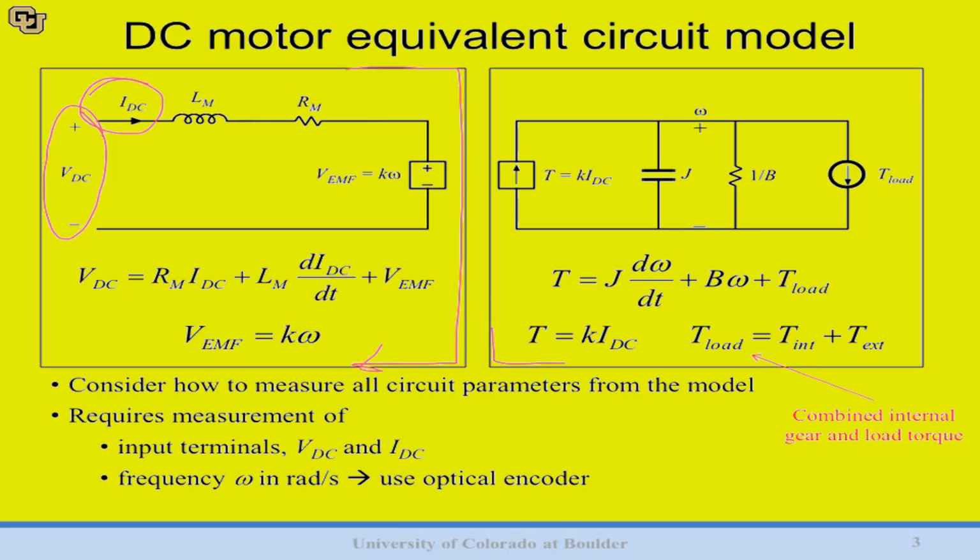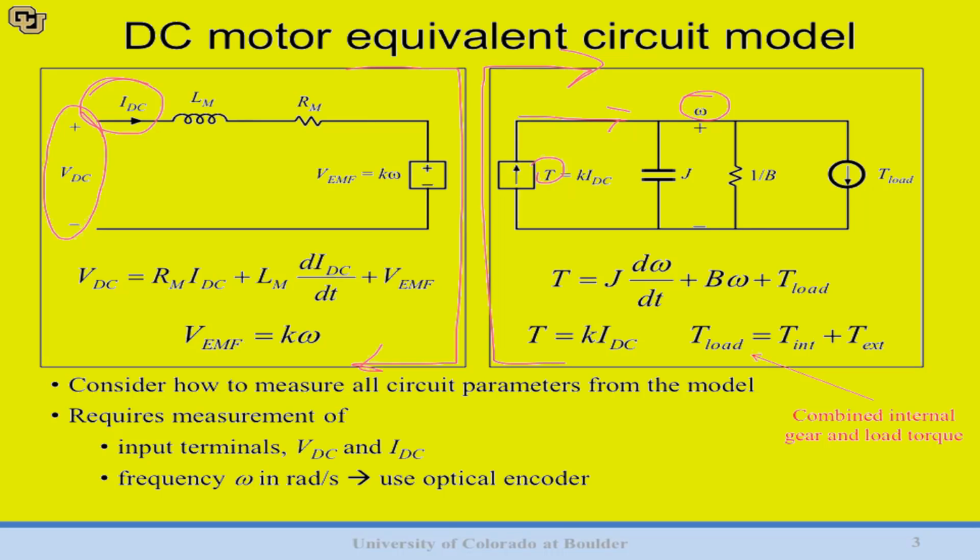On the right hand side we have the mechanical model of our motor. You can see we've drawn it just like a regular circuit diagram, but you'll notice that we actually have torque, T, as our analog to current, and we have omega, or angular frequency, as our analog to voltage. So it's a little bit of a shift in thinking, but just remember that you can still analyze it just like a regular electrical circuit. It's just that the quantities have slightly different names.